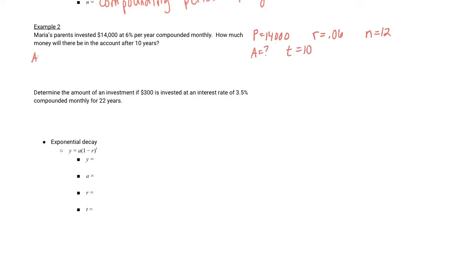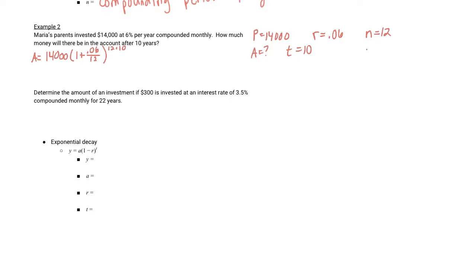A equals P, 14,000, times 1 plus R, 0.06, divided by N, 12, to the N times T power. That's as good as the equation gets. I don't want you to simplify it anymore from here. We're just going to do it with your calculator. I'm going to write over here again the steps that I would use.